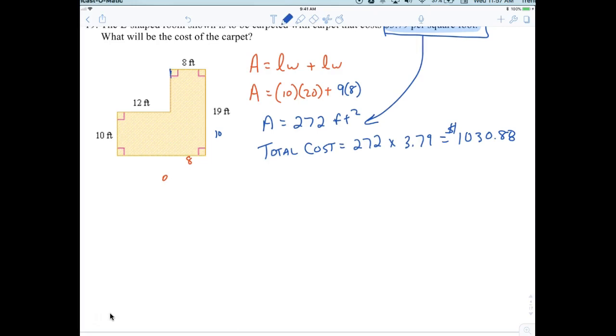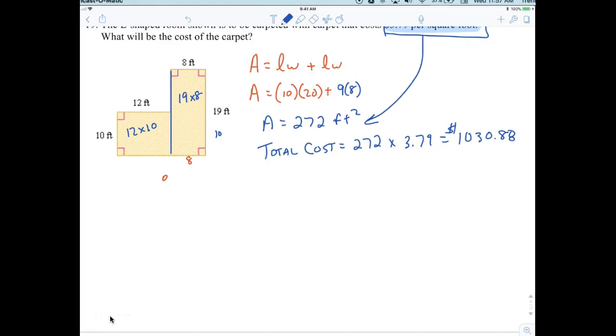So we're cutting it this way. You with me? So now this would be 12 by 10. Do you agree with that? And this would be 19 by 8. Do you agree with that?